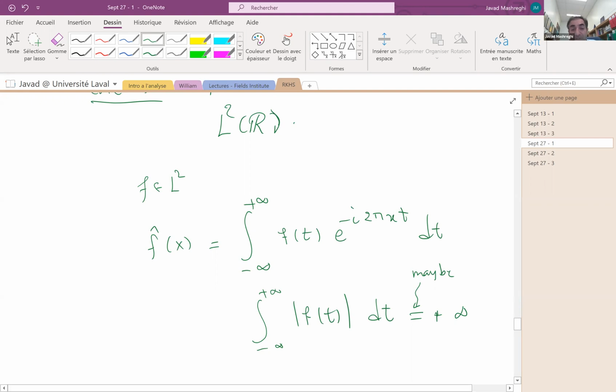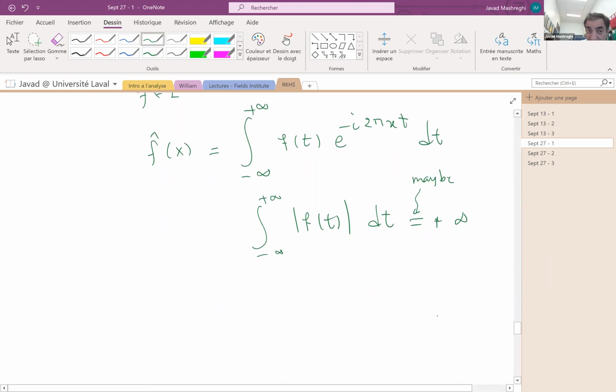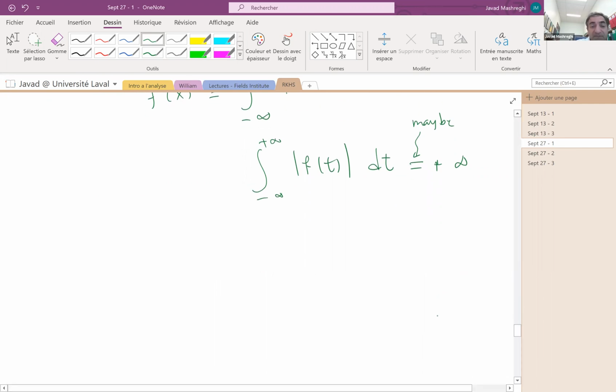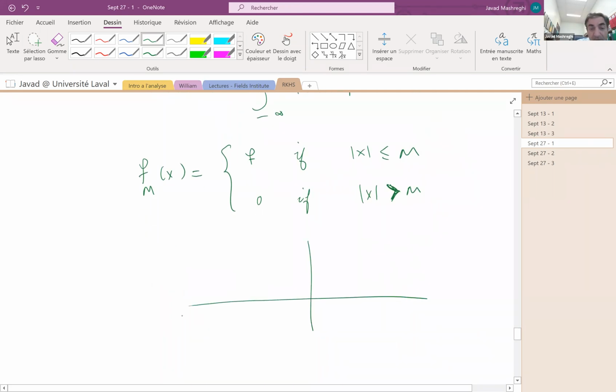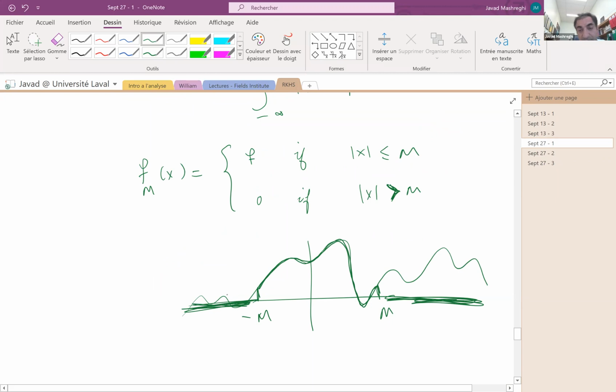We go back to the definition of L2. We said that you choose a sequence in the intersection of L1 and L2, which goes to f. One of the possibilities, not the only one, is to chop, to consider a function f_m, which is equal to f for absolute value of x less than or equal to m, and 0 for bigger. That's a chopping in the domain. So in other words, our function could be like this. We consider m here and minus m there. We keep this part. And then the rest, we put it equal to 0. That's chopping on the domain.